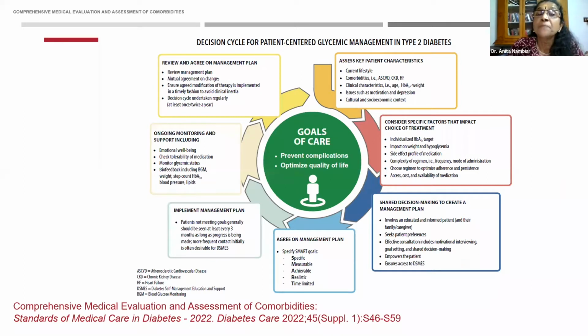So this is patient-centered glycemic management in type 2 diabetic patients: assessment of key patient characteristics, considering specific factors that impact the choice of treatment, and shared decision making to create a management plan. This is very important. It is not that we say you have to take this and this. If she has any objection to that, in India we can do it, but in foreign countries we have to go along. Actually, the patient is the most important. Whatever he says, we have to listen to him as well.